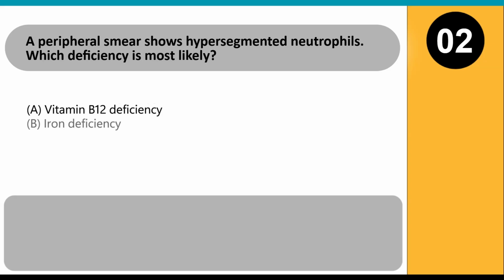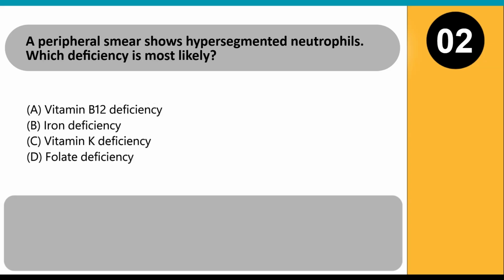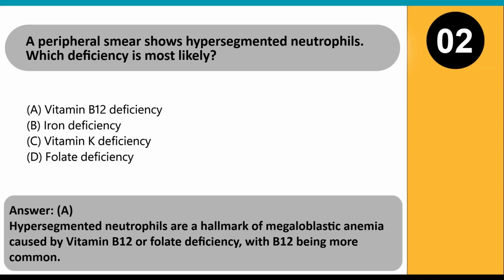A peripheral smear shows hypersegmented neutrophils. Which deficiency is most likely? A. Vitamin B12 deficiency. B. Iron deficiency. C. Vitamin K deficiency. D. Folate deficiency. Answer A. Hypersegmented neutrophils are a hallmark of megaloblastic anemia caused by vitamin B12 or folate deficiency, with B12 being more common.